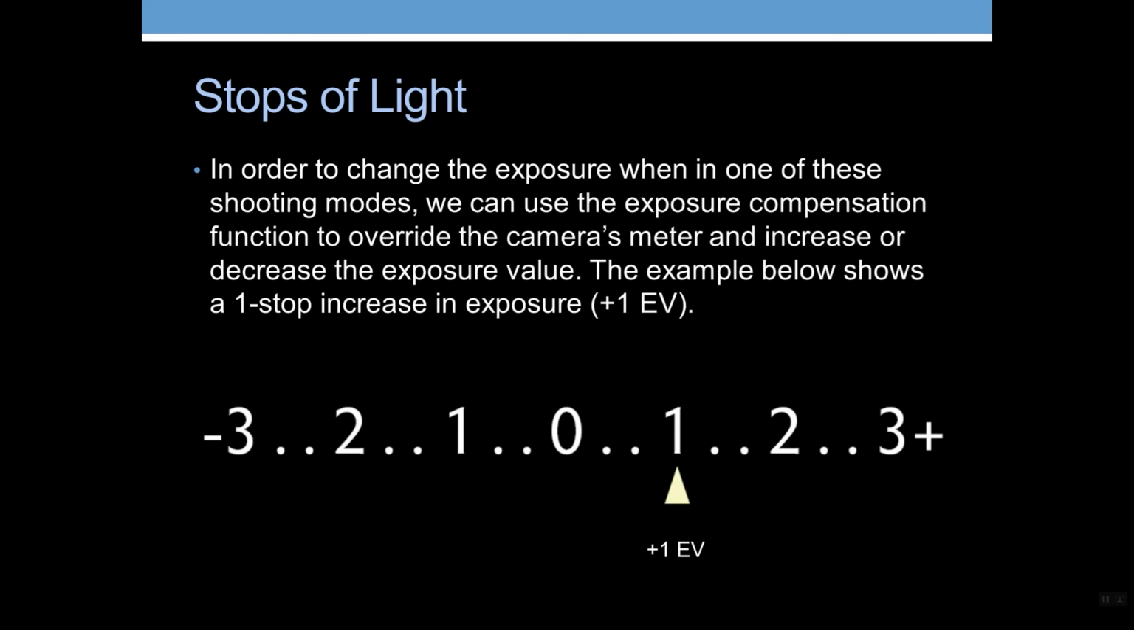In order to change the exposure when you're in one of these shooting modes, you can use the exposure compensation function to override the camera's meter and increase or decrease the exposure value. The example below shows the exposure scale in a position where you have increased the exposure by one stop or plus one EV.